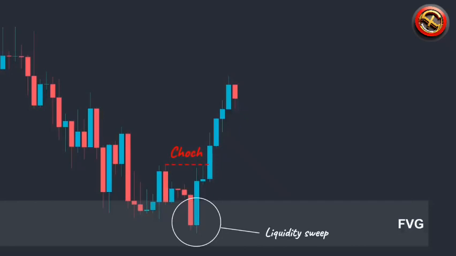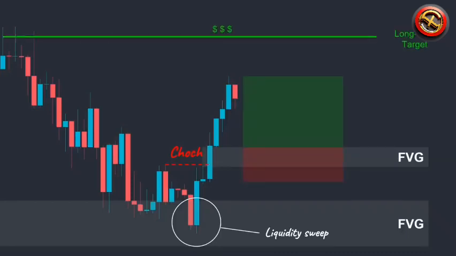We wait for the price to create fair value gaps. That's why this strategy is called FVG and FVG. However, it does not mean that the lower time frame gap should be inside the higher time frame gap area. After spotting FVG areas in the lower time frame, we set our buy limit at the start of the FVG zone and put our stop below.